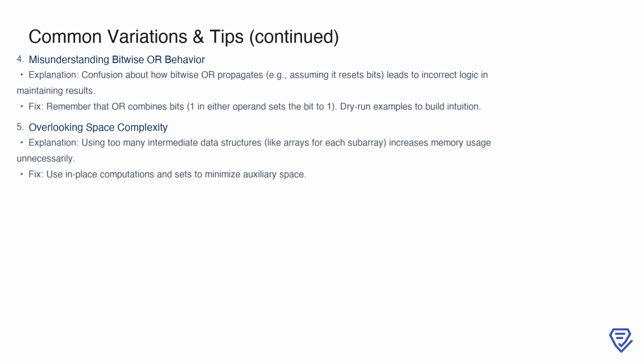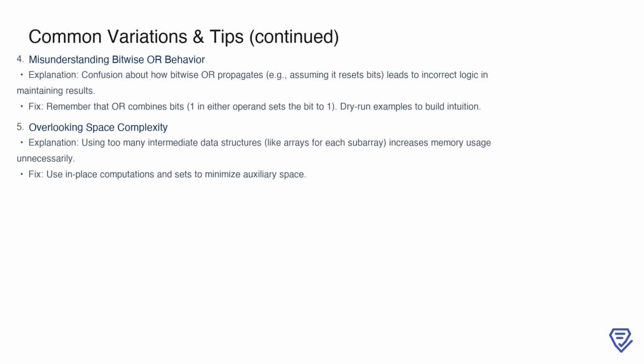Another challenge arises from misunderstanding how the bitwise OR operation behaves. Some might incorrectly assume that OR resets bits, leading to flawed implementations. In reality, the OR operation combines bits, meaning that a bit is set to 1 if it's 1 in either operand. To build intuition, it's helpful to dry run small examples and observe how the OR propagates across bits.